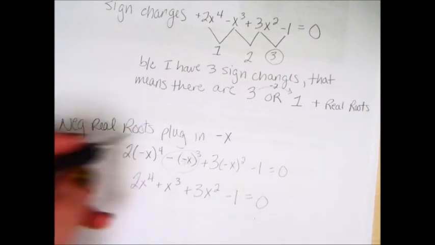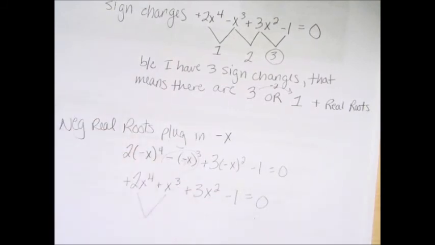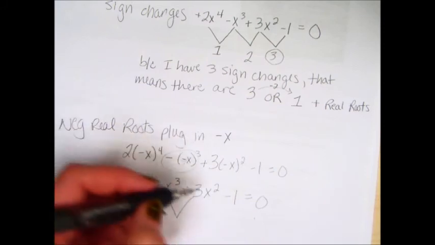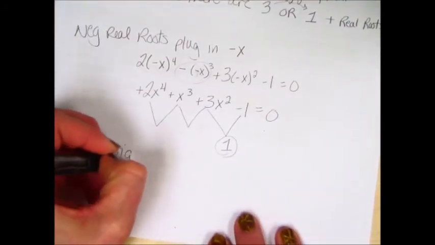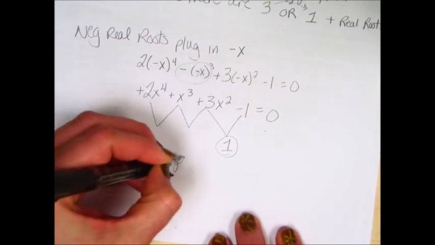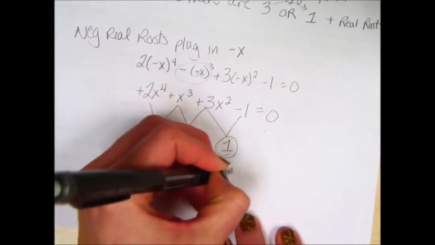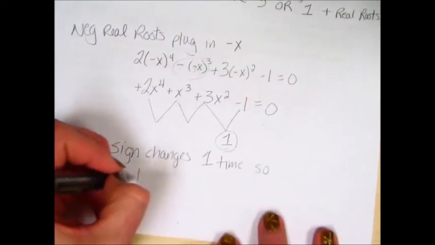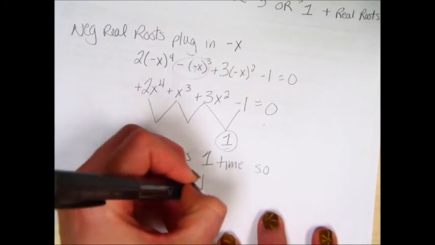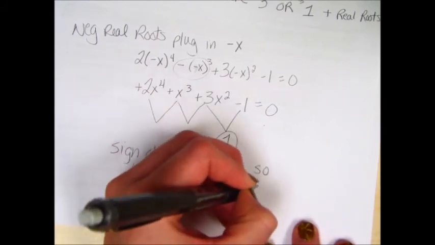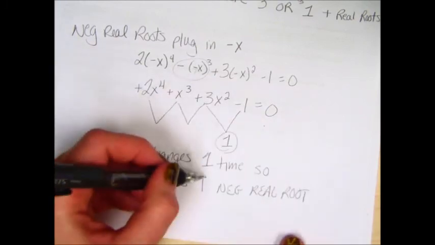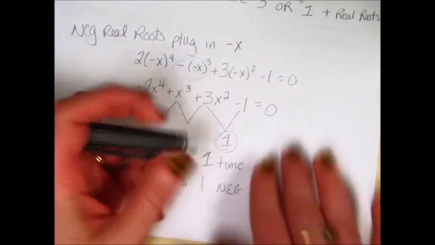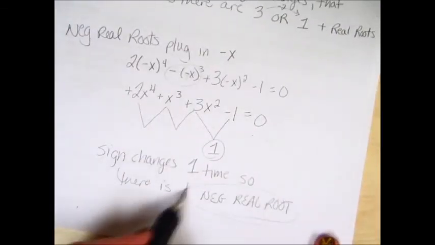Now let's count our sign changes. Positive to positive doesn't change. Positive to positive doesn't change. Positive to negative, that's the first sign change I see. So here's what we're going to say. The sign changes 1 time. So there is 1 negative real root. I can't back off 2, otherwise I would. So once you get to 1, there has to be 1 negative real root.